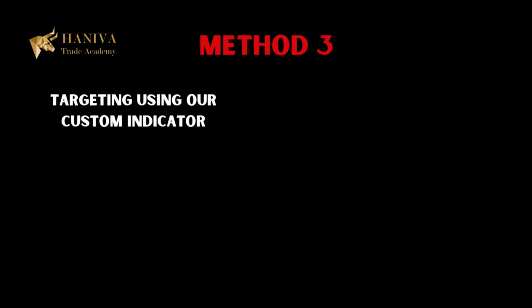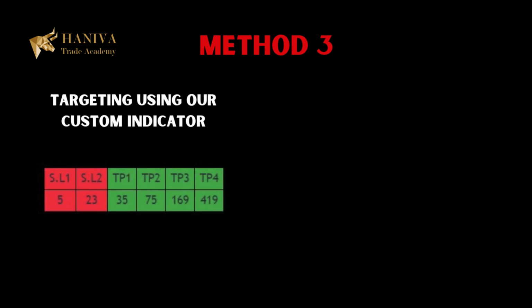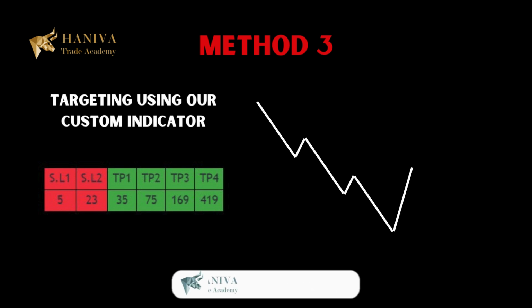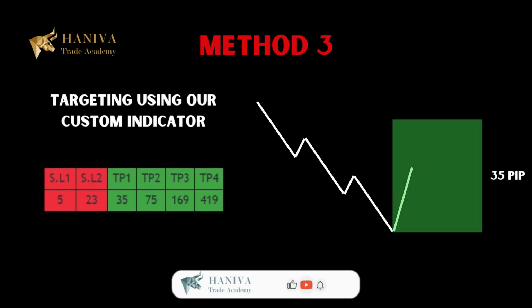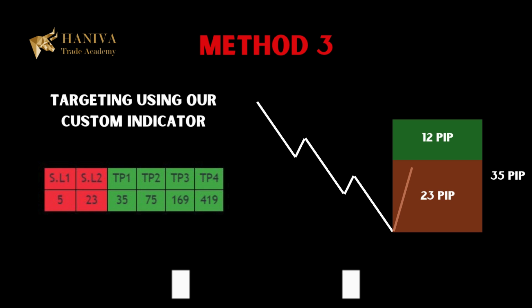Method 3. Targeting using our custom indicator, which will be available soon, and we will fully explain how to use it. You can set your targets based on the indicator, but remember that targets are calculated from the peak or trough, not from the entry point. For example, if the first target is 35 pips and your stop loss is 23 pips, you effectively have a target of 12 pips. As shown in the image, 4 targets are marked, and you can enter each position with different target points according to your trading strategy.